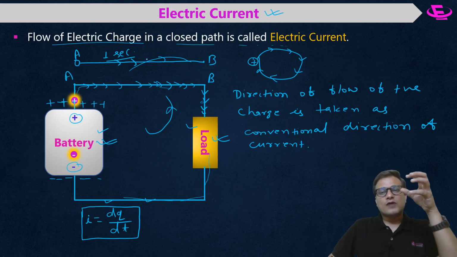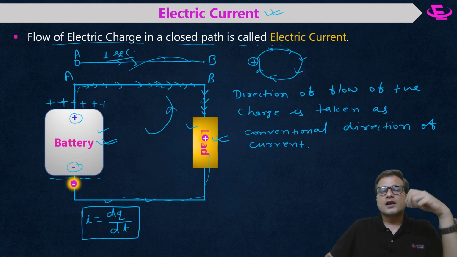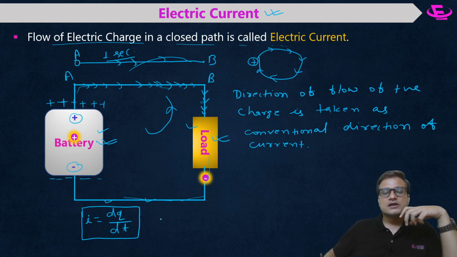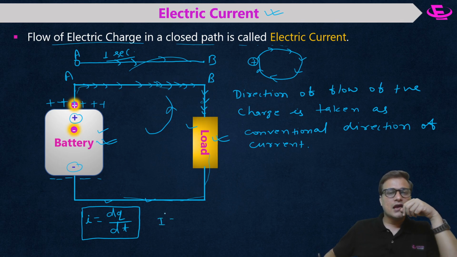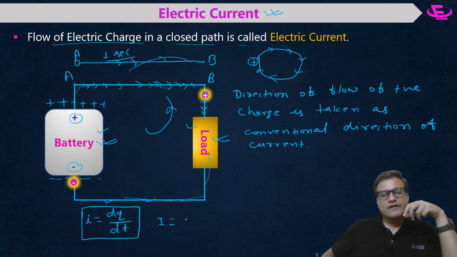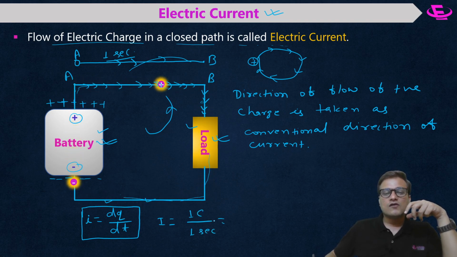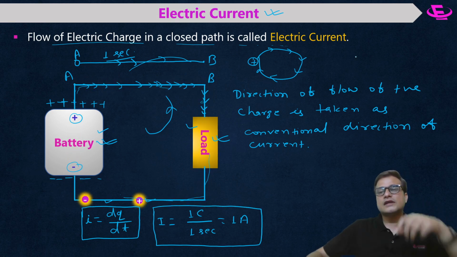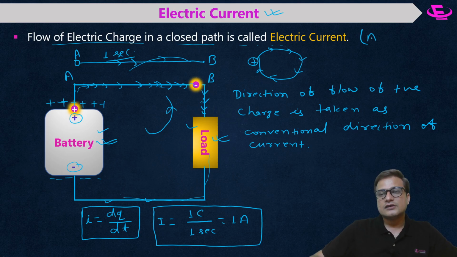Now if we have to write the value of current, current will be how much? Current I will be charge, the value of charge is 1 coulomb divided by time which is 1 second. So it is called 1 coulomb per second, or it is 1 ampere. What is ampere? Ampere is the unit of electric current. So here I am highlighting this one. Ampere is the unit of electric current.